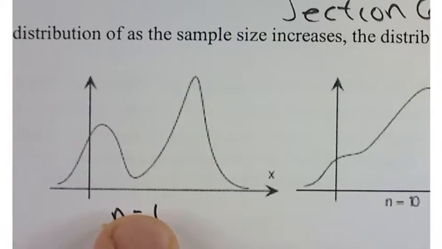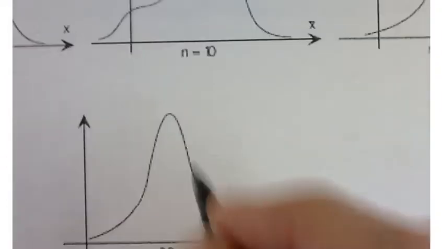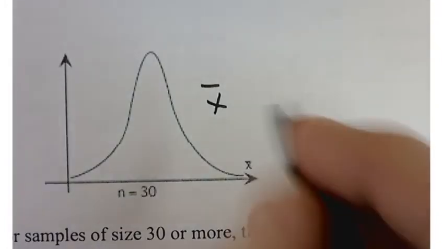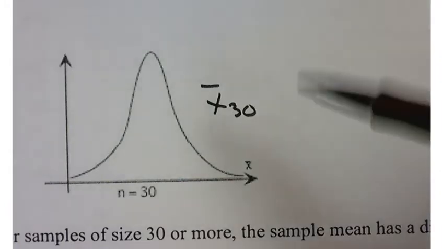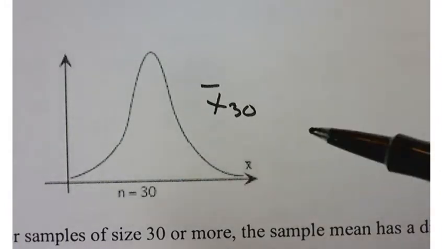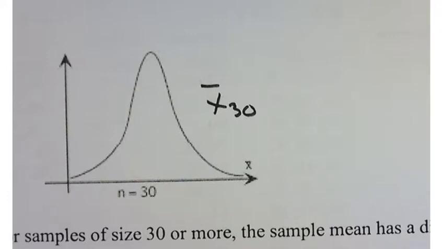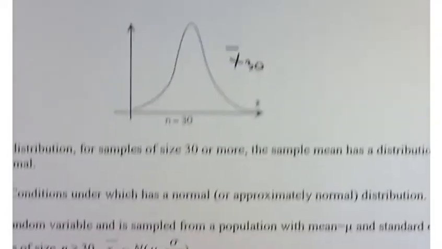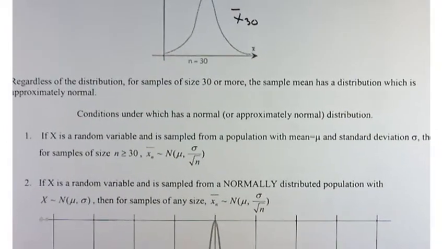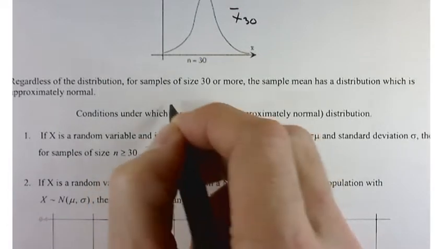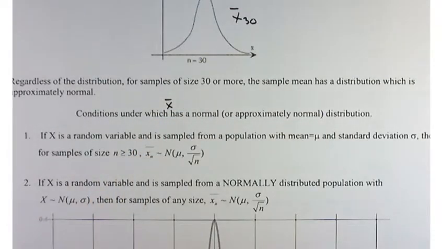We started out with this distribution, and if you take a modest sample of size 30, then all of a sudden the sample mean, x bar for samples of size 30, has a distribution which looks normal. That's pretty amazing. That regardless of where you start out, at about a sample of size 30, the sample mean will have a normal or approximately normal distribution. So there's two cases that we're going to consider, two cases under which x bar has a normal or approximately normal distribution.